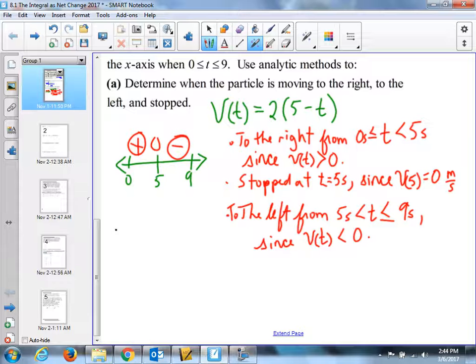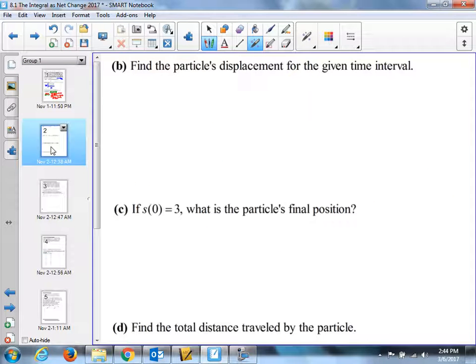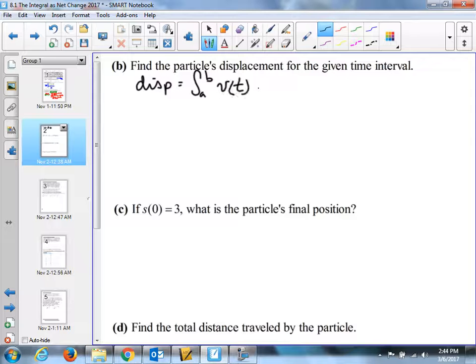So, I'm forgetting here. That's good. Find the particle's displacement for the given time interval. So the displacement is just doing the straight up integral of the function, right? So, displacement is the integral from a to b of that velocity function. Now we have specifics. We're from 0 to 9. And what was it? 10 minus 2t.